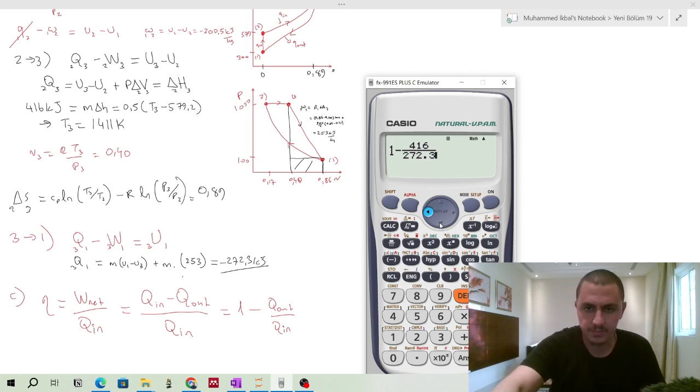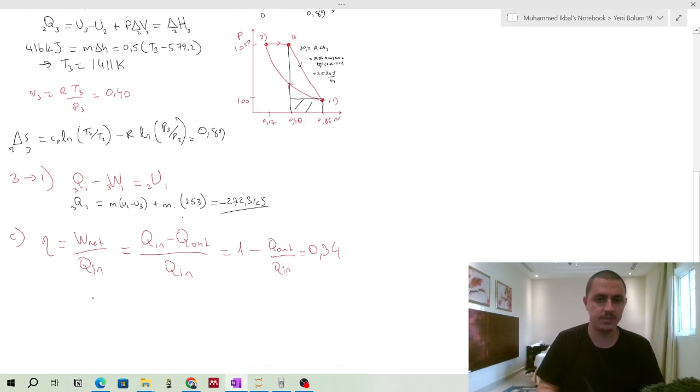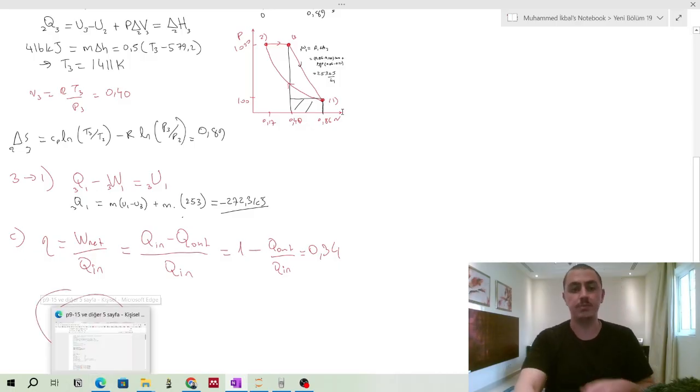I'm sorry, we flipped. Here you have this value, then Q out. Okay, so that will give you a percentage for your efficiency, which is 34% thermal efficiency.